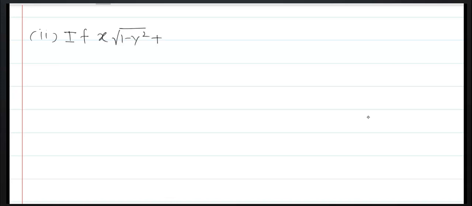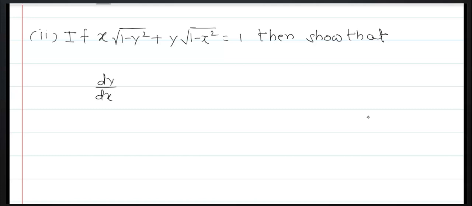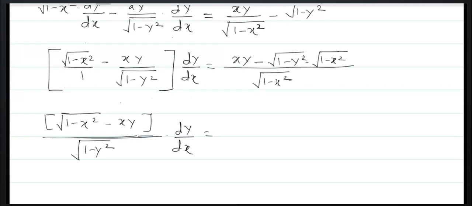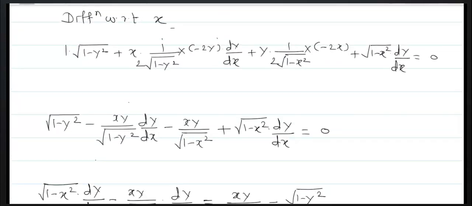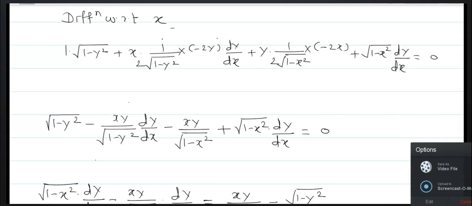If x root of 1 minus y square plus y root of 1 minus x square is equal to 1, then show that dy by dx is equal to minus root of 1 minus y square upon 1 minus x square. See this here, apply the product rule.